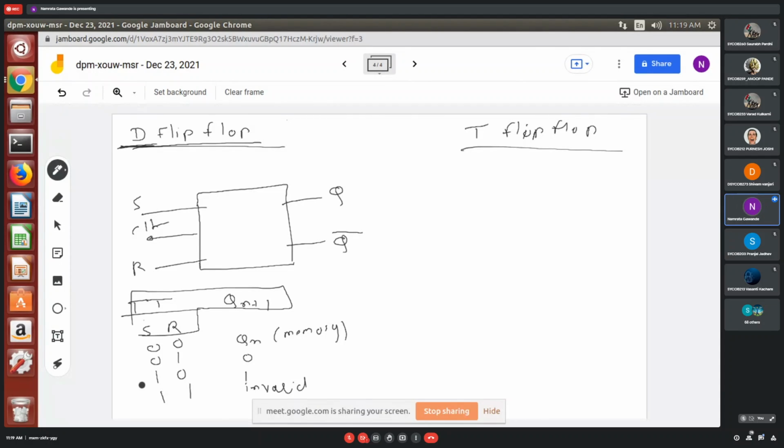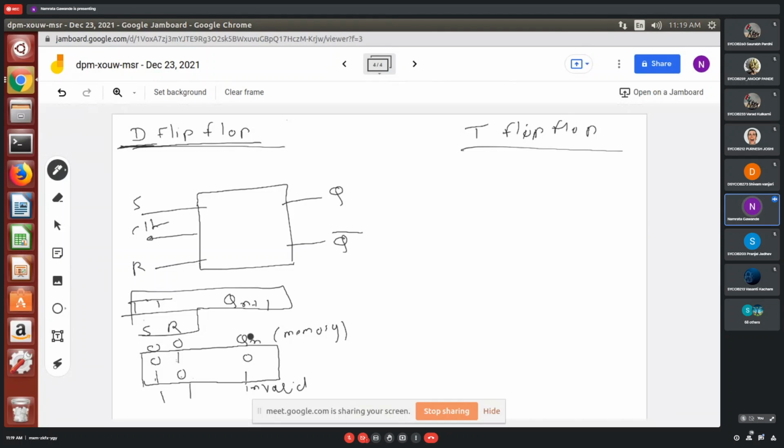See over here, there are two conditions. Here you can see this particular part: 0, 1 and 1, 0. If the S input is 0 and the R input is 1, then R is the complement of S. Whatever S input we provide, R is the complement of that. If S is 1, then R will be 0, right? So the D flip-flop uses these two particular conditions.